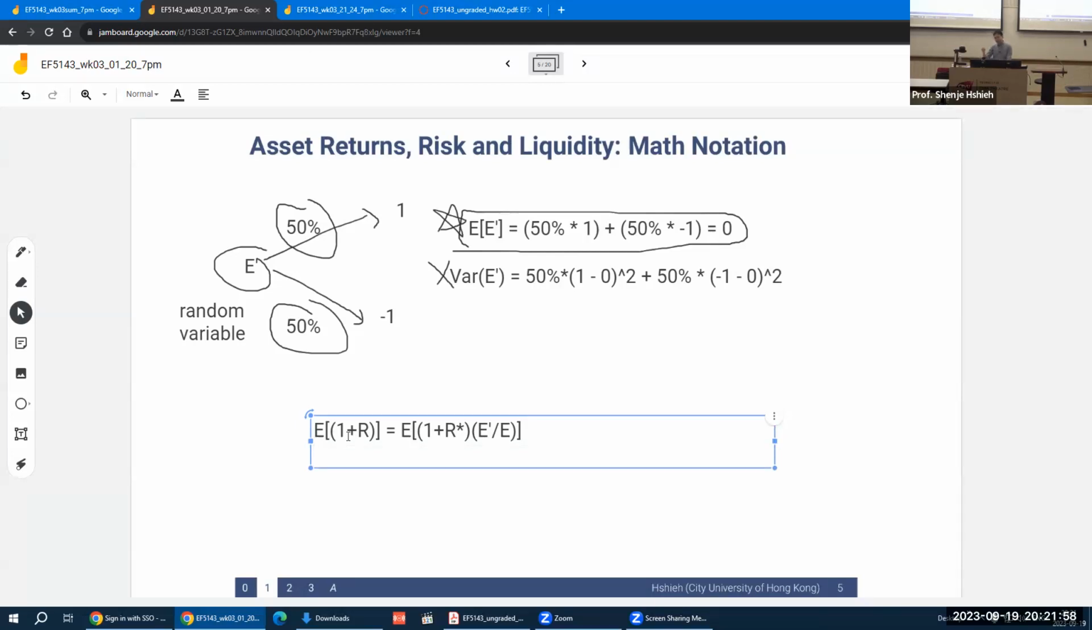Now, R is deterministic. That means there are no different realizations for different states of the world. Constants are just constants, so the expectation bracket doesn't do anything; it's just 1 plus R. And because 1 plus R star is also a constant, you can bring it out of the expectation bracket. You can also factor out the division by E. So it's just E prime divided by E, and with the notation I gave you, the expectation of E prime is just E hat E.